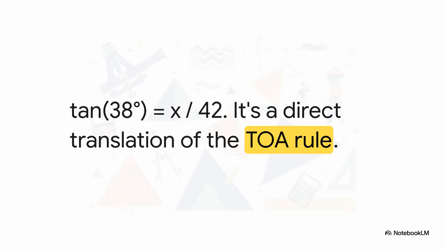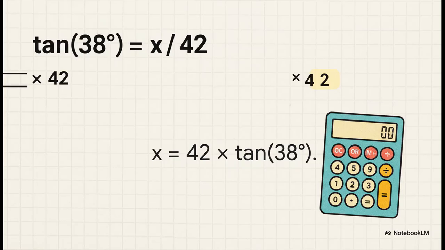Now we just build the equation. The tangent of our angle, which is 38 degrees, is equal to the opposite side, that's our x, divided by the adjacent side, which is 42. It's just a direct translation from that TOA rule. To get x all by itself, we just need to do a tiny bit of algebra. We multiply both sides of the equation by 42. That leaves us with x equaling 42 times the tangent of 38 degrees.